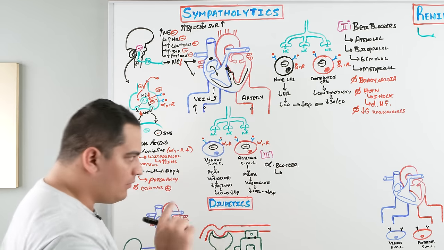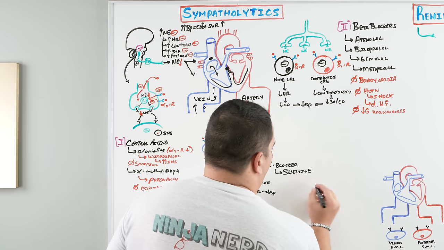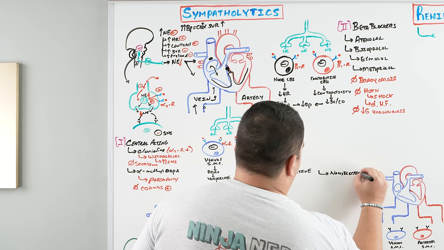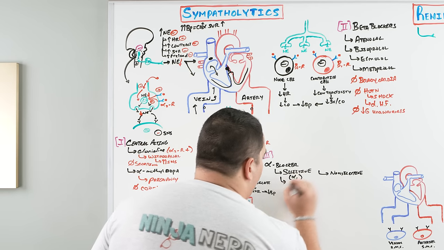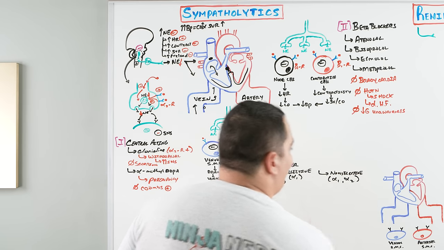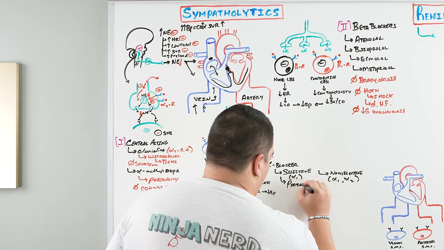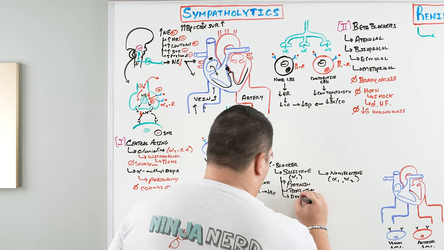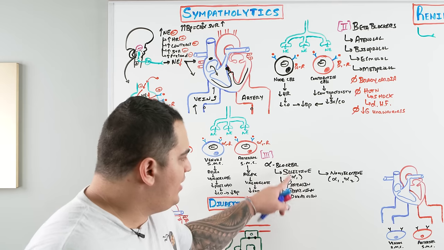Alpha blockers, so here's the thing. With alpha blockers, there's actually two types. There is selective, and then there is non-selective. Now with the selective types, this is going to be those ones that only block the alpha-1. They only block the alpha-1 receptor. Non-selective means it could actually inhibit the alpha-1 and the alpha-2 receptors. Okay, the selective ones are going to be things like prazosin, terazosin, doxazosin, things of that nature. They usually end in the zosin, okay? There's also tamsulosin as well, but these are particular drugs that we can give.